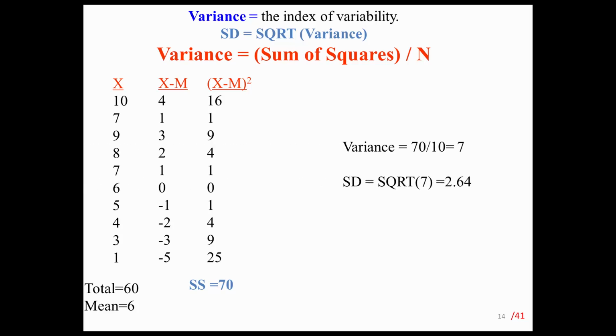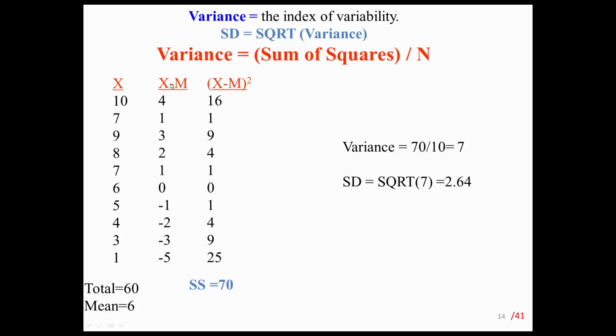As you see in this slide, these are the scores of the students. This is the mean of the scores, or the average of the scores. So in order to calculate the variance and standard deviation, first you have to calculate the distance of each score from the mean. For example, this is 10, the average is 6, 10 minus 6 is 4, 7 minus 6 is 1, 9 minus 6 is 3. So this is the distance between each score and the mean.